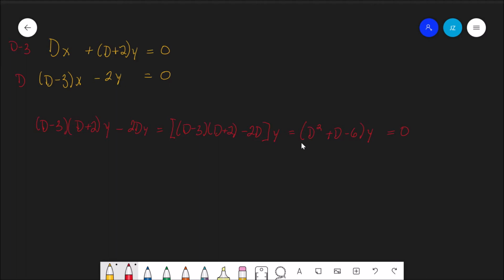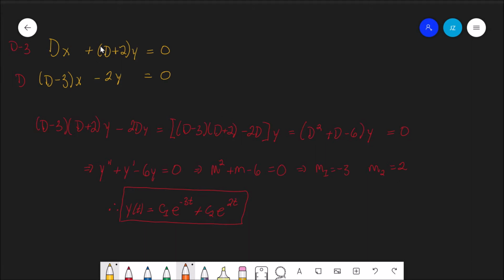We now write this in its equation form. D squared is the second derivative, so y double prime plus y prime minus 6y is equal to 0. And we already saw how to solve such an equation. The auxiliary equation is m squared plus m minus 6 is equal to 0, which has solutions m1 equals negative 3 and m2 equals 2. Therefore, y of t has to be c1 e to the negative 3t plus c2 e to the 2t. And keep that in the back of our minds.